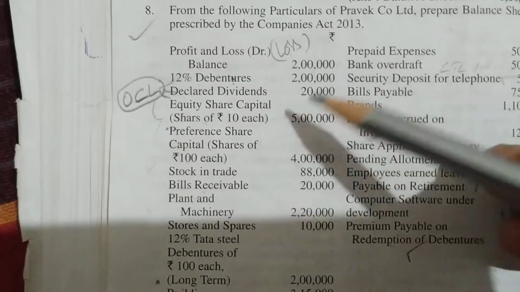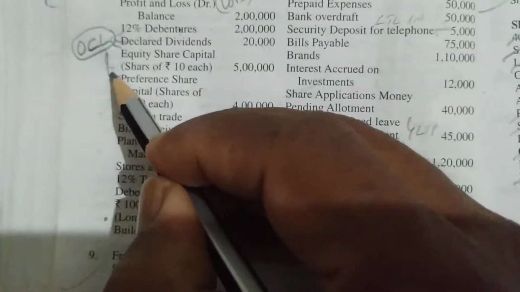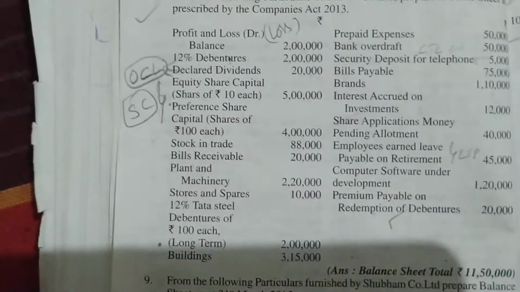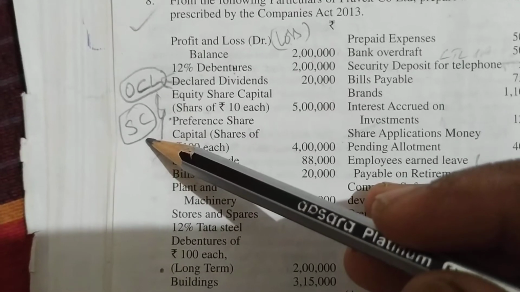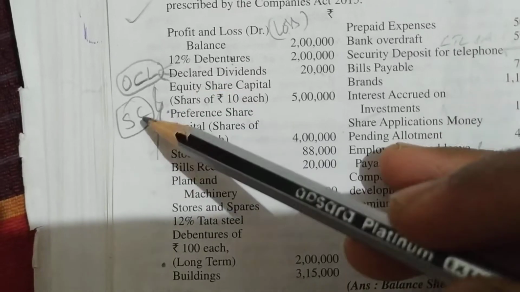Next, equity share capital we are having, preference share capital we are having. So you have to prepare a share capital working also. We have two types of shares, one is equity, other is preference. So this is also a working you have to prepare. Both will go under share capital.